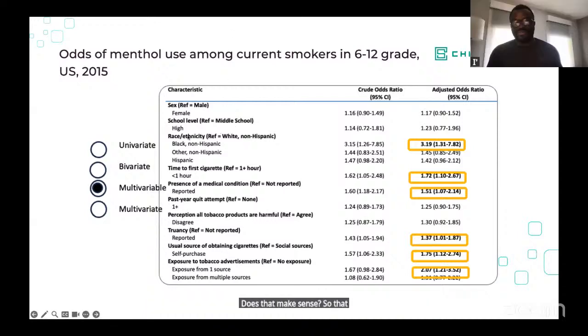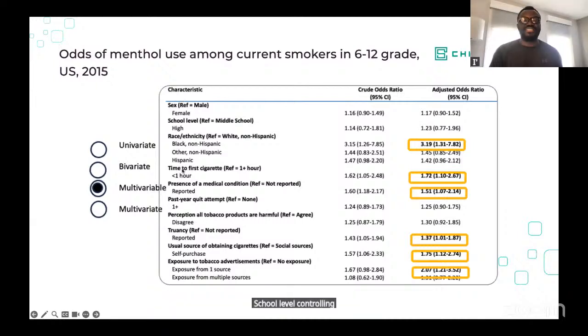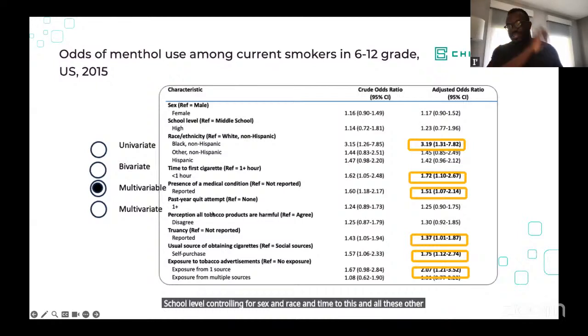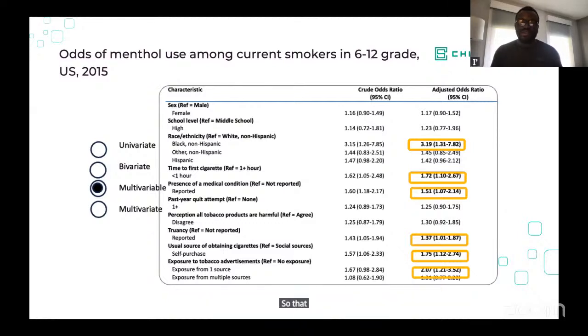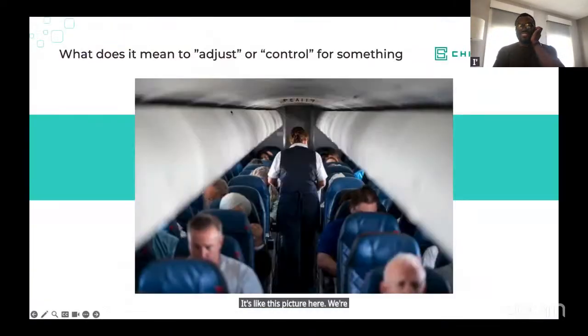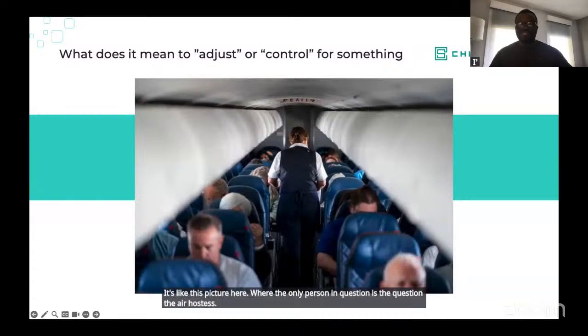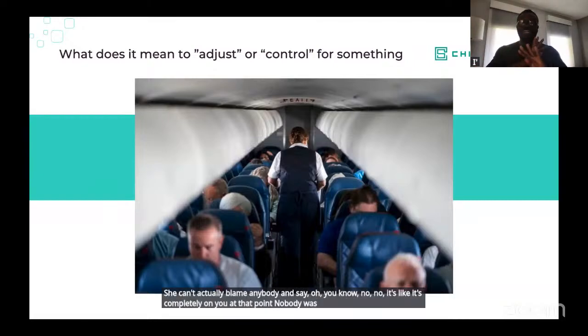So that's why when we're doing the results, if we say that we're looking at the impact of, let's say, school level, controlling for sex and race and time to this and all these other variables, it means that for all the other variables, we are holding them constant at the level of a reference group, so that they are no longer variables that can influence our results. So as far as the results are concerned, the only thing we're looking at is that variable we're interpreting at that moment, right? It's like this picture here, where the only person in question is the air hostess. Everybody else is seated. So if the air hostess falls, she can't blame anybody. It's completely on you at that point. Nobody was interfering with you. You were the only person in action. Do we get that right?